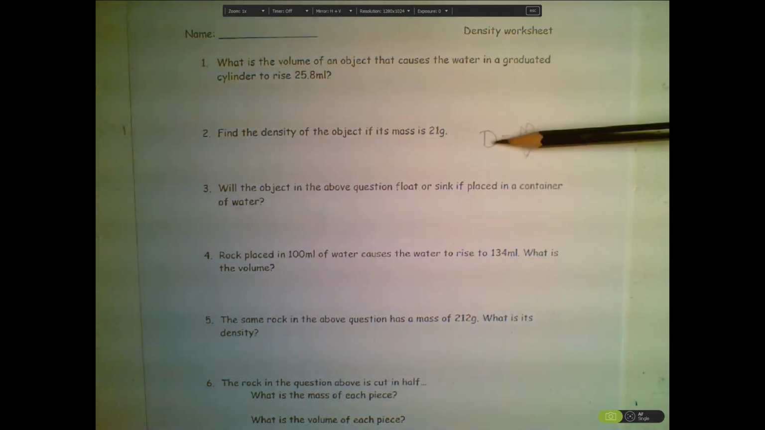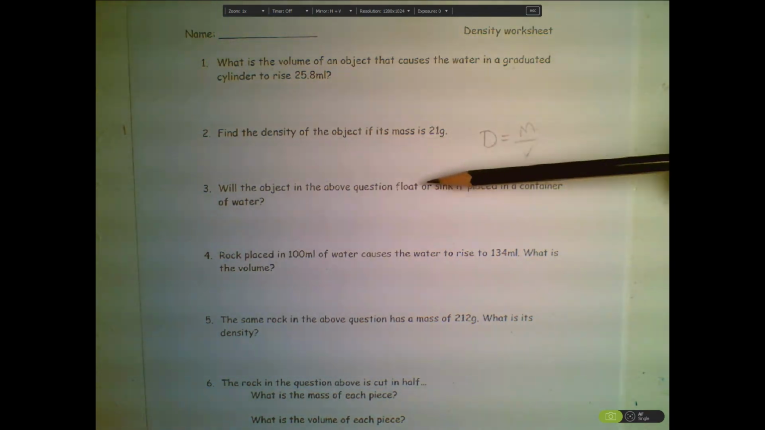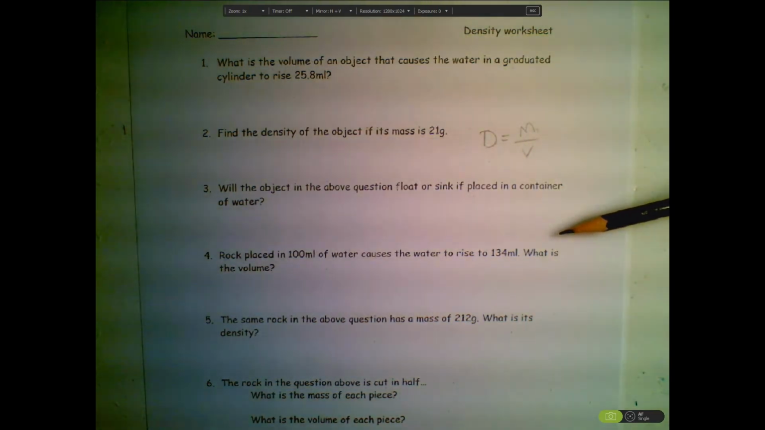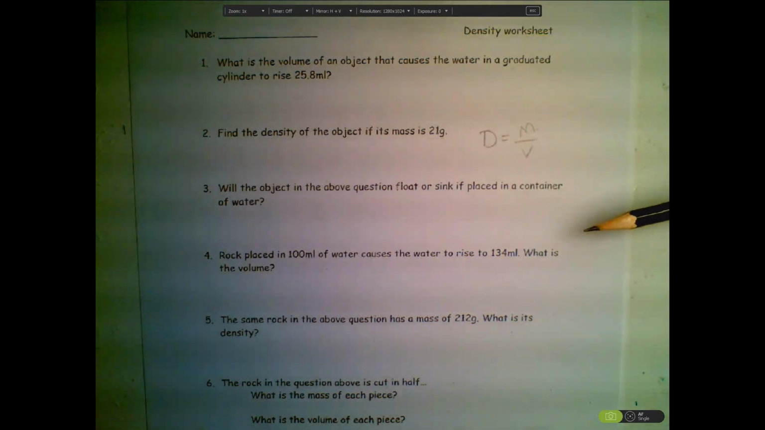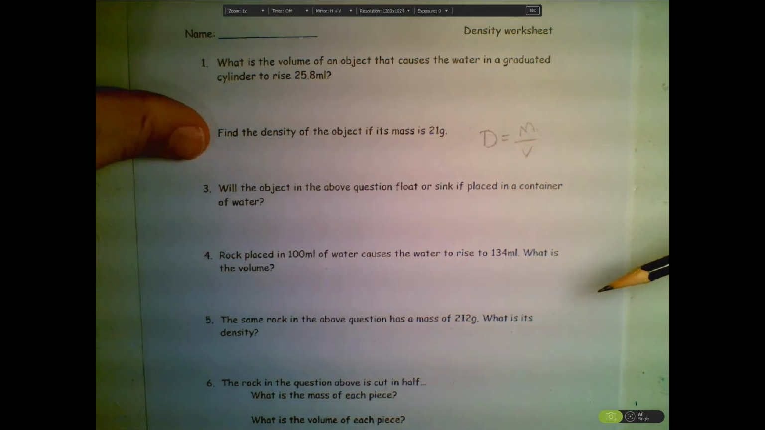For number 3, use the density you found in number 2 to determine whether that object is going to float or sink if you place it in a container of water. So questions 1, 2, and 3 are all linked together. Questions 4, 5, and 6 are also linked together.